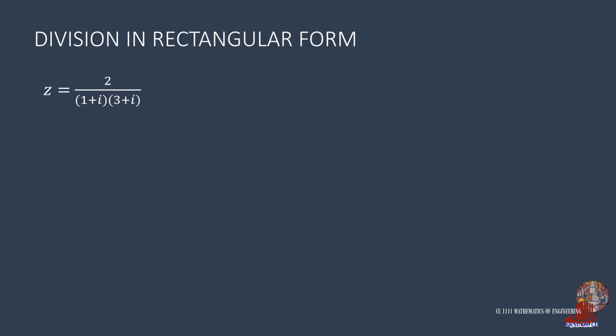The next example is 2 over the product of 1 plus i and 3 plus i. Before multiplying the conjugate, simplify the denominator first. Distribute the terms of the first complex number, and then multiply the exterior factors to have 3 plus i plus 3i plus i squared. Note that i squared is negative 1, so the denominator is simplified as 2 plus 4i.